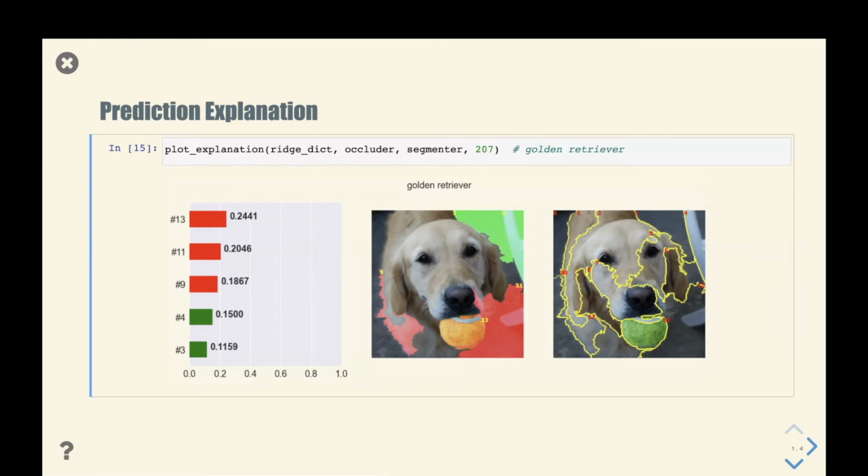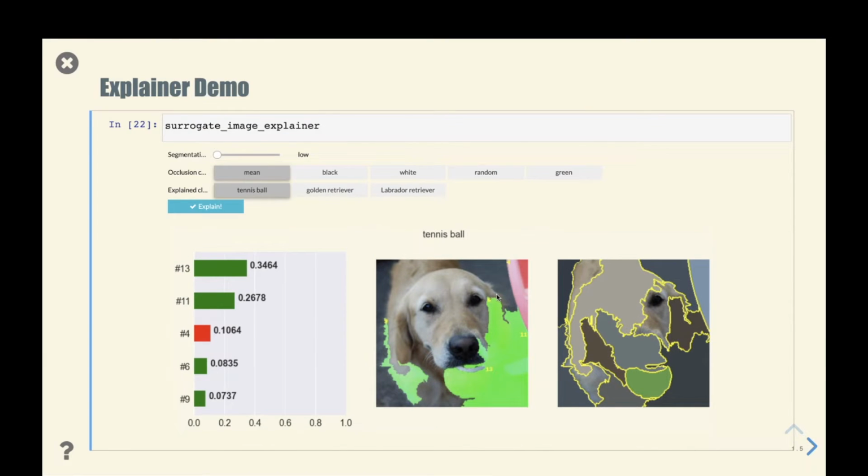And you can notice that the explanation is not very informative anymore, because it only tells you, well, if you want to predict golden retriever, you just need to get rid of the ball, and then also the background in the top right gives you some positive influence towards predicting this class. Not very informative. You'd probably expect to see something of an influence from the dog itself and not the ball and the background. And why this may be.